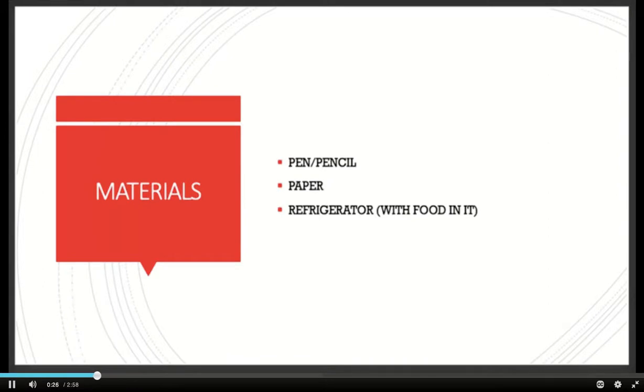Today, I had builder's choice, so I chose my own activity. The activity I chose was to look through my fridge and plot data to observe patterns. The materials needed for this activity are a pen or pencil, a piece of paper, and a refrigerator that has food in it.